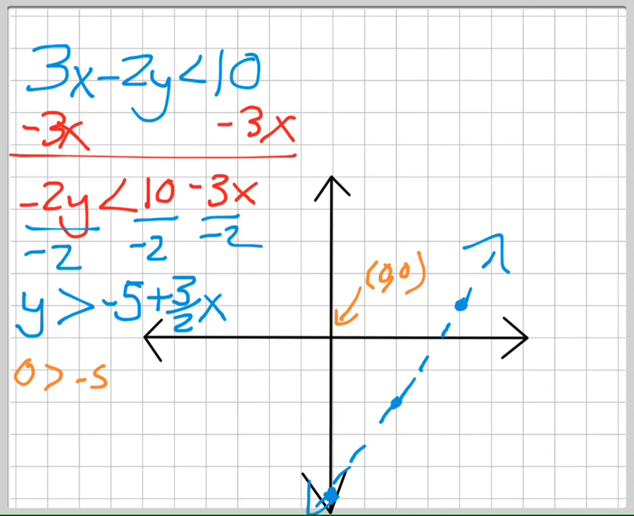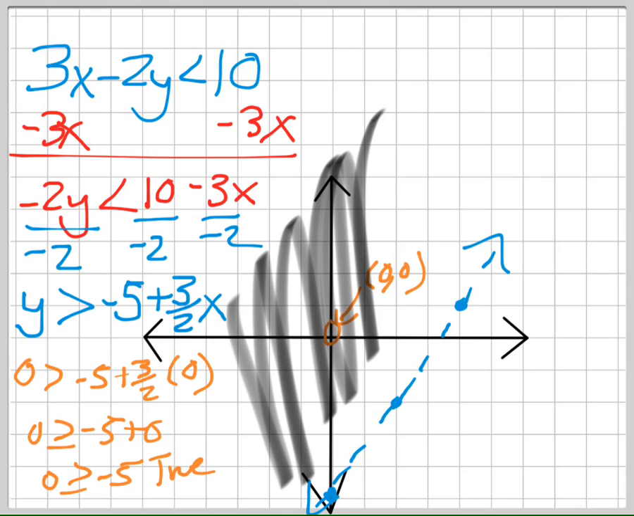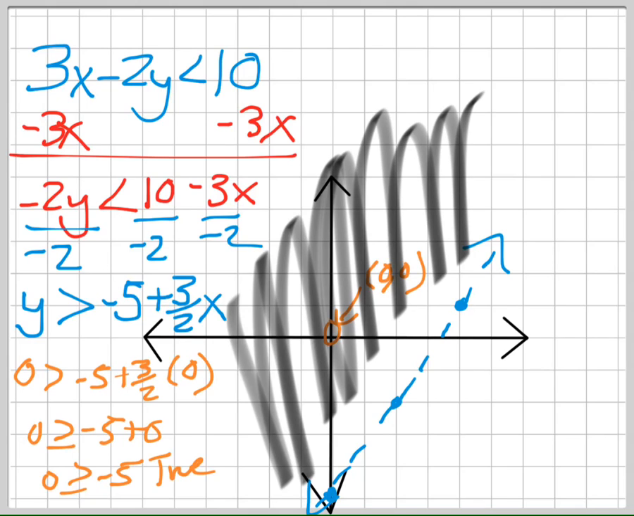We would get 0 greater than -5 plus 3/2 times 0. 3/2 times 0 is 0. And I get 0 greater than or equal to -5. True or false? True. 0 is greater than or equal to -5. So that means this is a solution, which means it needs to be in the shaded area. So I'm going to shade that side of that line.